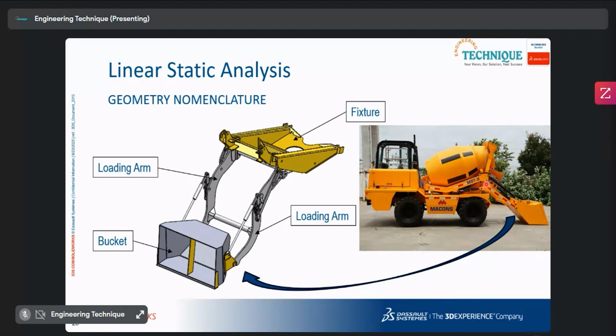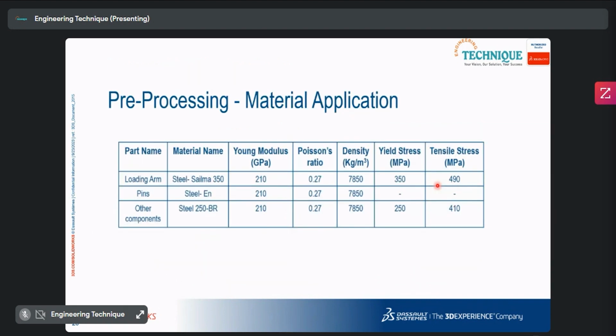Okay, you can see it here. These are the two loading arms, and this is the bucket by which it can load the various mixtures in this mixture part. Okay, so the first part of the simulation is to apply the material.